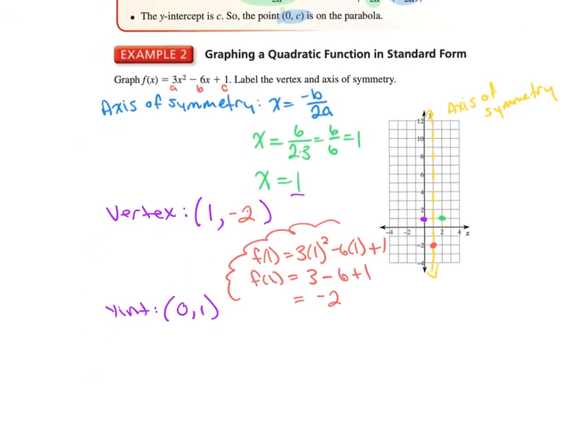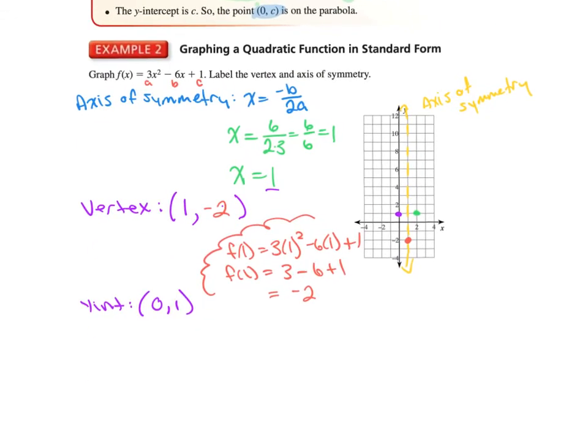Another thing we need to write down: does our graph open up or down? Since a is positive, this graph opens up. So I'm just going to write that down. A is positive, and we know a is 3. 3 is positive, so we know it opens up. Now we can totally sketch this. 3 points is enough, but if you wanted an extra point, you can always do a little t-chart and get a better graph.